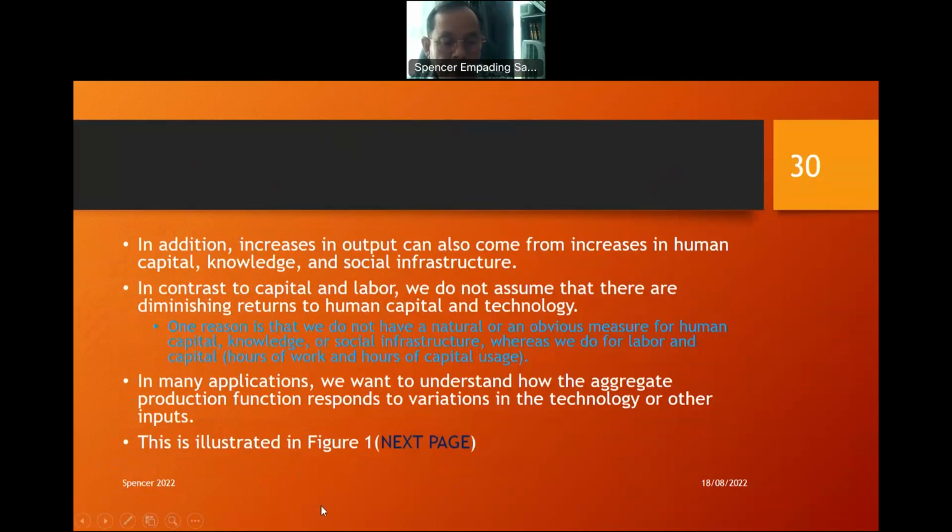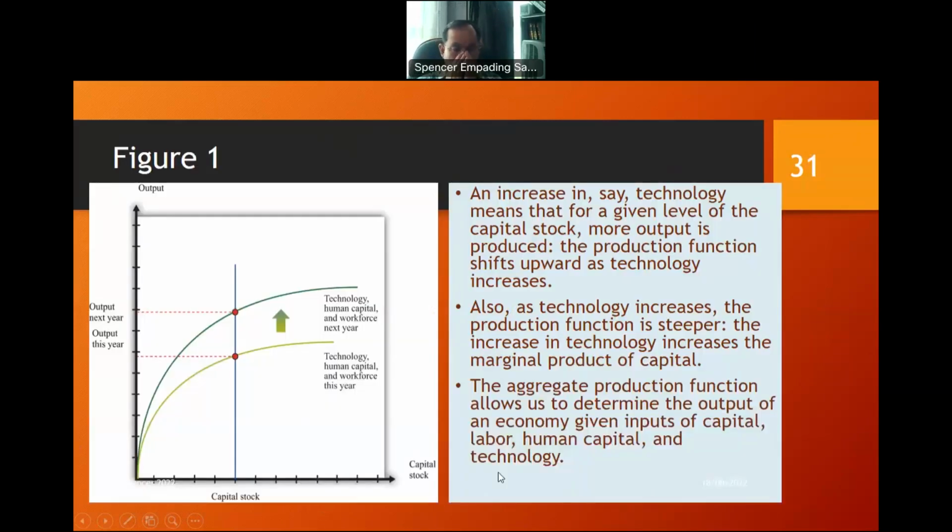So in many applications, we want to understand how this aggregate production function would respond to variations in technology or other inputs. This can be illustrated in the next page, where you can see here that an increase in technology means that for a given level of capital stock, more output is produced. So the production function, as you can see from here, shifted upward as technology increases. At the same time, the production function becomes steeper. As you can see from here, compared to this one, it's steeper.